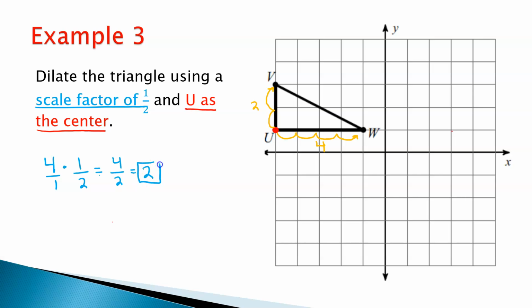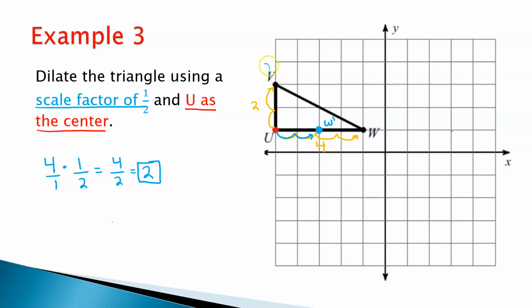So take a look, that is the new distance. This used to be 4 units. From U all the way to W, that used to be 4 units. When you apply your scale factor, you're only going to go as far as 2. That is where the new W prime should be. So see how it used to be 4 units and we kind of pulled it back, right? We pulled it back by half because we're applying a scale factor of 1 over 2.